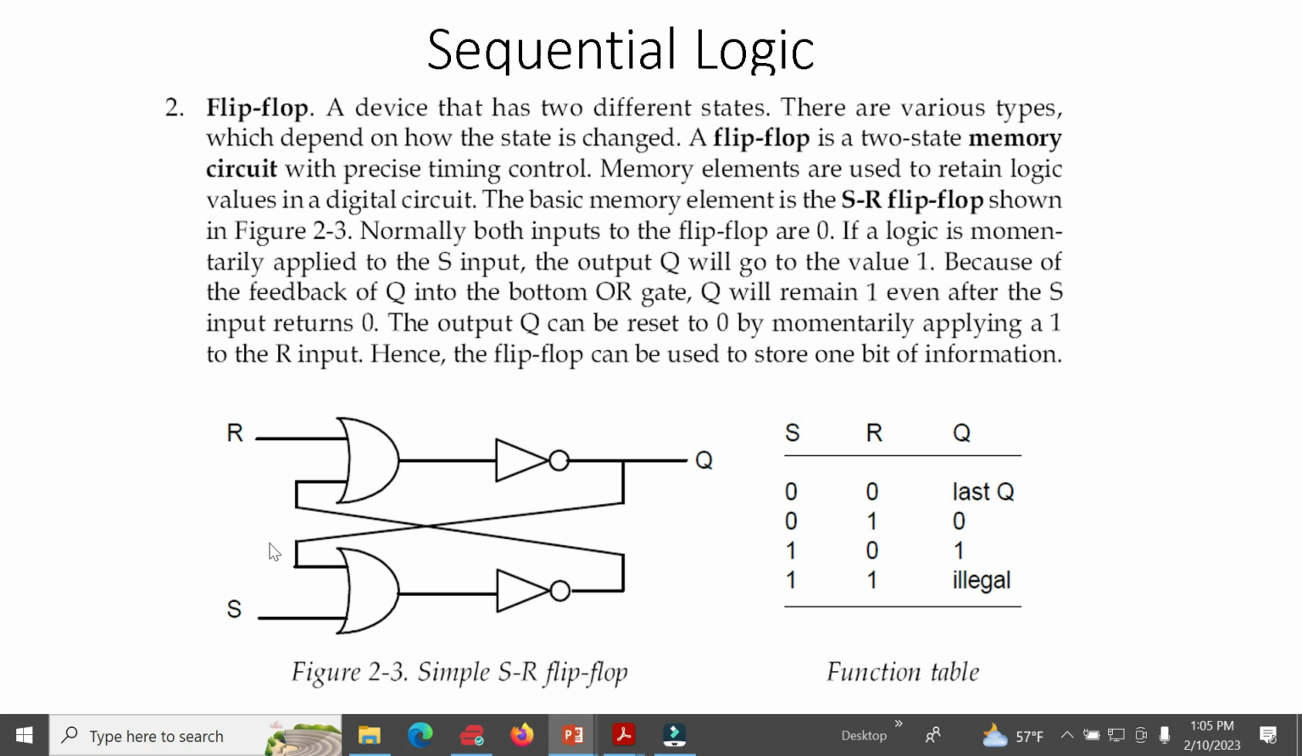So for this SR flip-flop, normally both inputs of the flip-flop are 0. If a logic 1 is momentarily applied to the S input, the output Q will go to the value 1. Because of the feedback of Q into the bottom OR gate, Q will remain 1 even after the S input returns to 0. The output Q can be reset to 0 by momentarily applying a 1 to the R input. So this flip-flop can be used to store 1 bit of information.